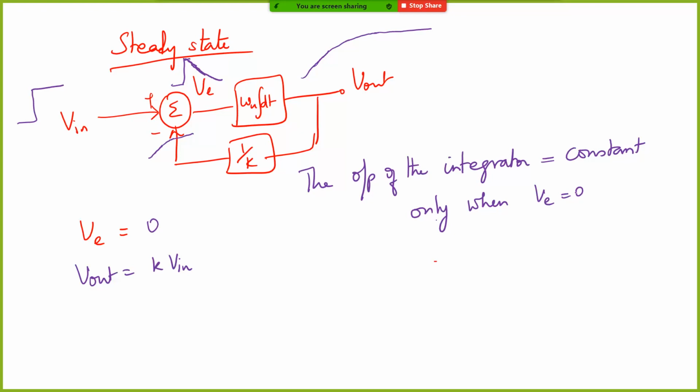And so in the steady state, that is basically what we want. The error becomes 0, which implies that V out is equal to K times V in, or V out by K is equal to V in.